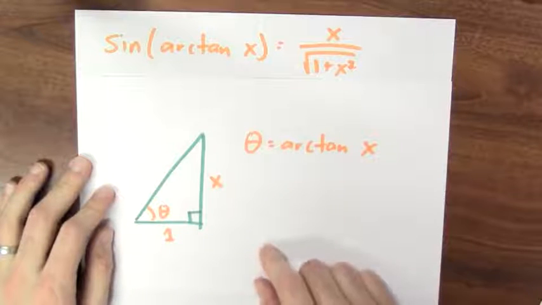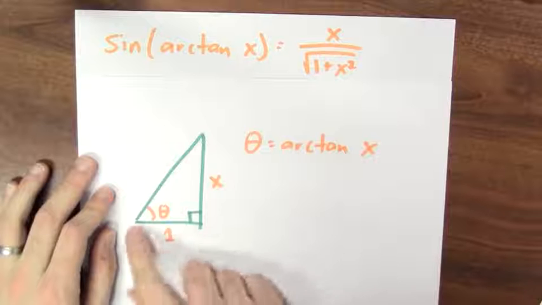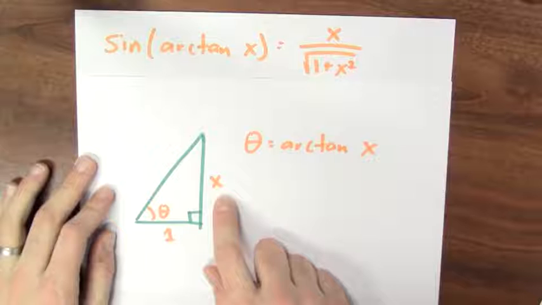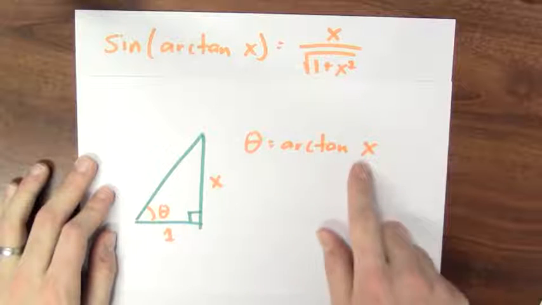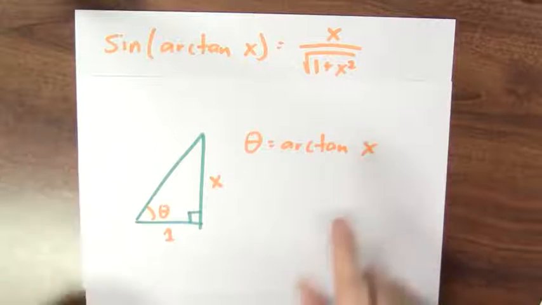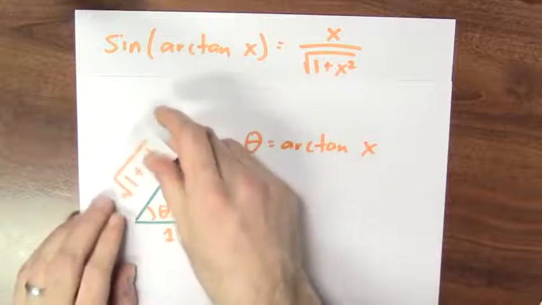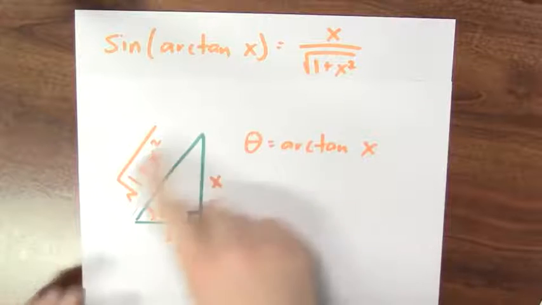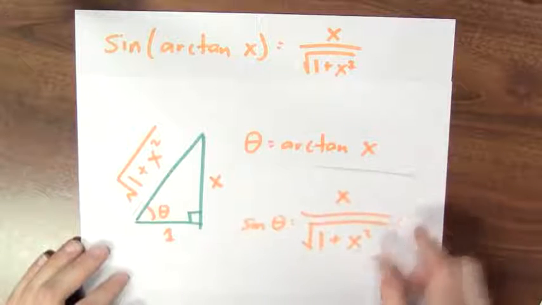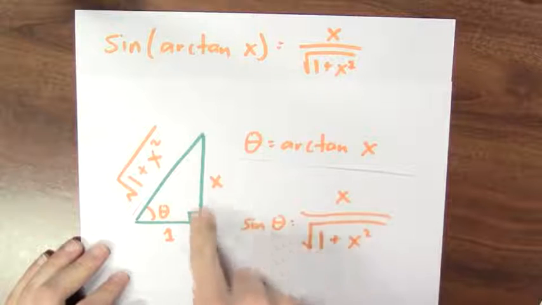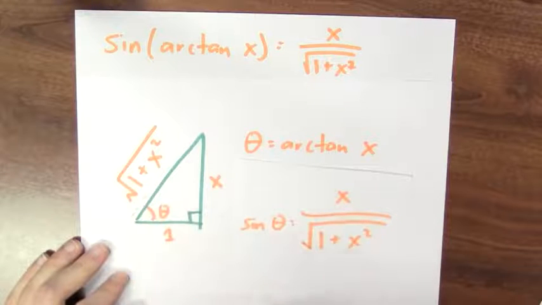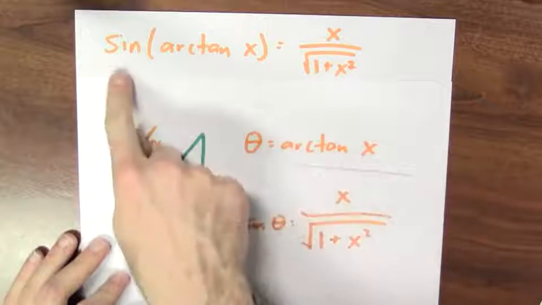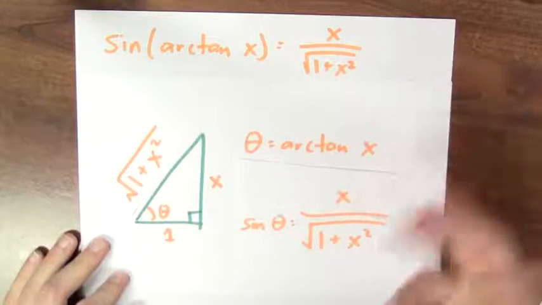Here I've drawn a right triangle, and I've got an angle theta, and I've drawn this triangle so that theta's tangent is x. That means that theta is the arctangent of x. Now, by the Pythagorean theorem, I know the hypotenuse of this triangle has length the square root of 1 plus x squared, and that gives me enough information to compute the sine of theta. The sine of theta is this opposite side, x, divided by the hypotenuse, the square root of 1 plus x squared. This tells me that the sine of arctan of x must be x over the square root of 1 plus x squared.